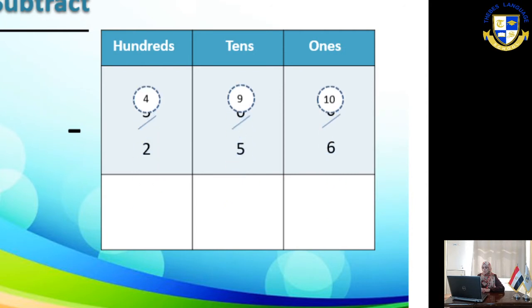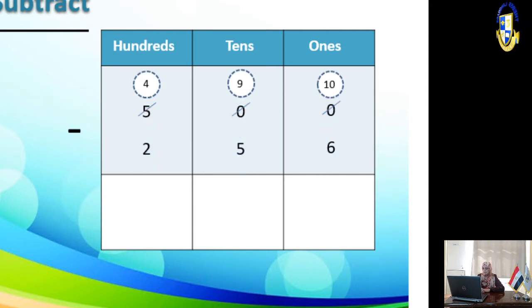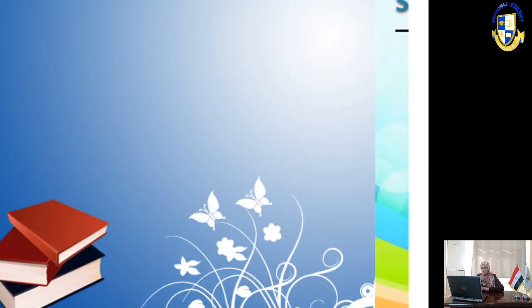Another subtraction, 500 minus 256. You will not be able to take 6 from 0 because 0 is smaller than 6. So the hundreds will be 4, the tens will be 9, and the ones will be 10. So 10 minus 6 equals 4. For the tens, 9 minus 5 equals 4. For the hundreds, it's not 5, it's 4 minus 2 equals 2. The answer is 244.